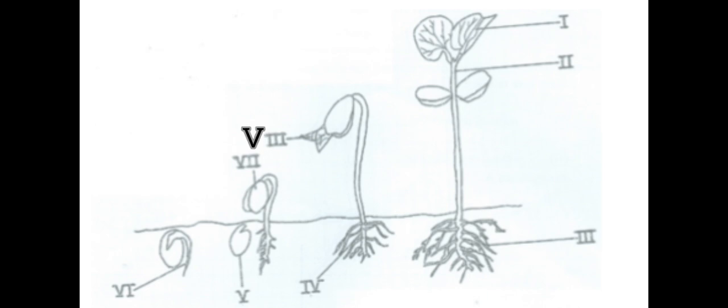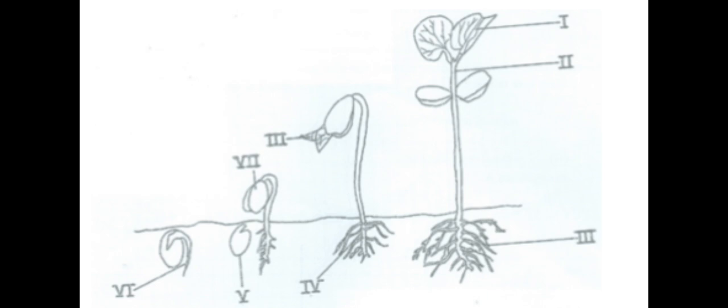Okay, so it's not arranged, it's mixed up, so don't assume that it's labeled according to how it would grow. Just look at the parts and know how to label them, so that when you draw it in your exam hall, you know how to label them.